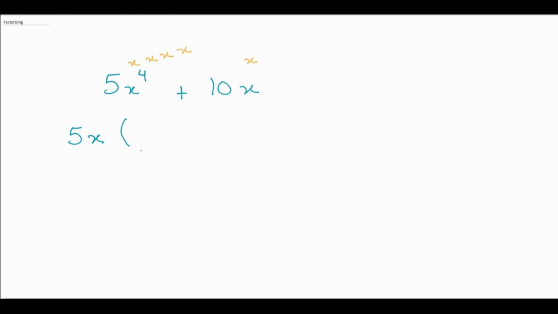Now, we put in our open bracket, and we see 5x times what gives me 5x to the power of 4? Well, that's going to be x cubed. And then, after this, we need to have a look. 5x times what will give me plus 10x? 5x times plus 2 will give me 10x. And that way, we can see we have factorised out this expression. Let's do a couple more walkthrough questions.